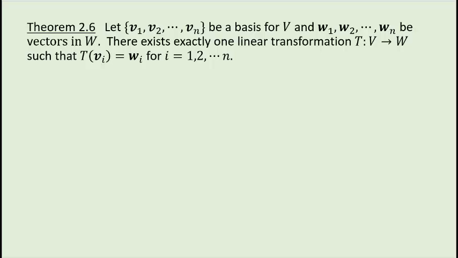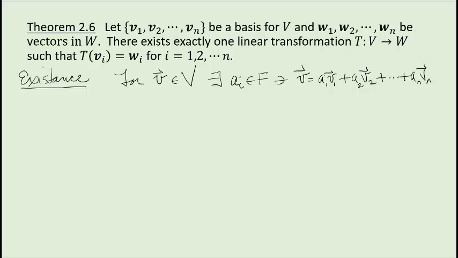So this proof will have 2 parts. First of all, we have to prove that there exists a transformation, linear, that maps vi to wi, and then we have to show that that transformation is unique.